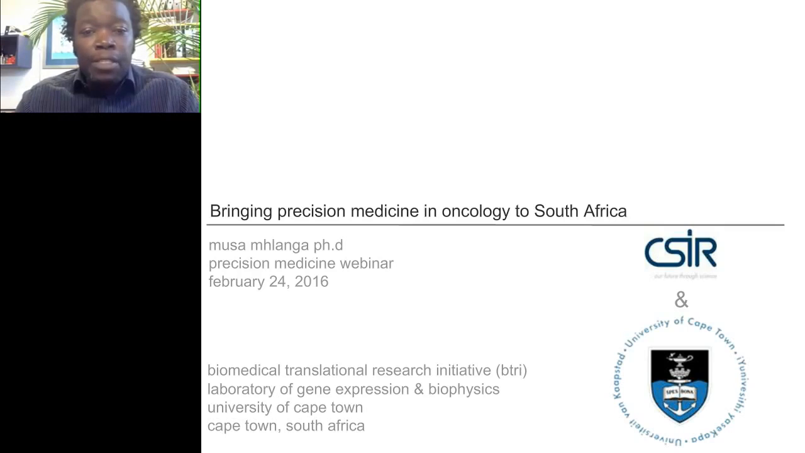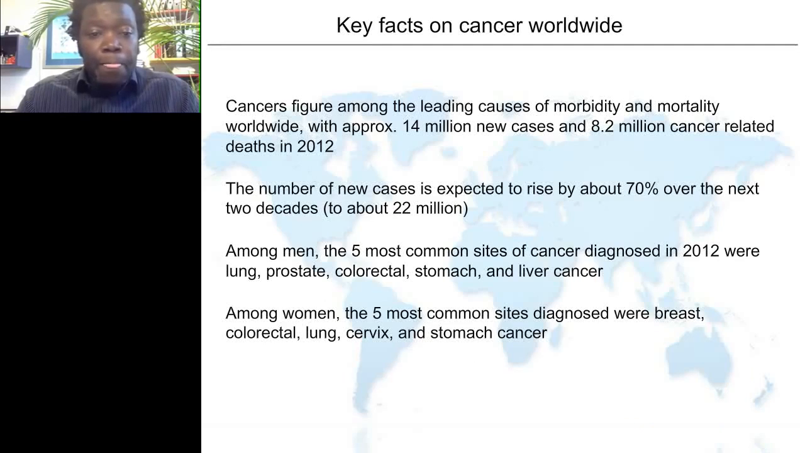So this initiative, to give a bit of background, is called the Biomedical Translational Research Initiative, and it's a partnership between the Council for Scientific and Industrial Research of South Africa, as well as the University of Cape Town Faculty of Health Sciences or School of Medicine.